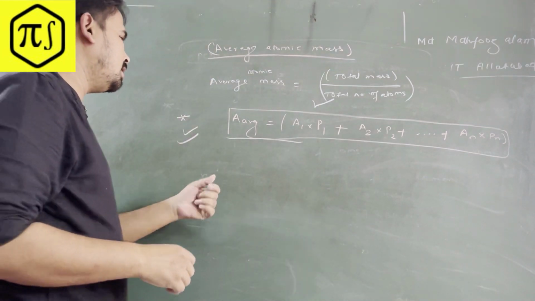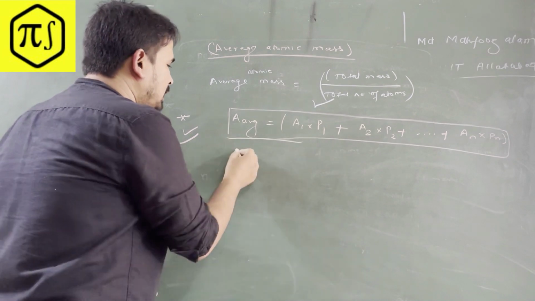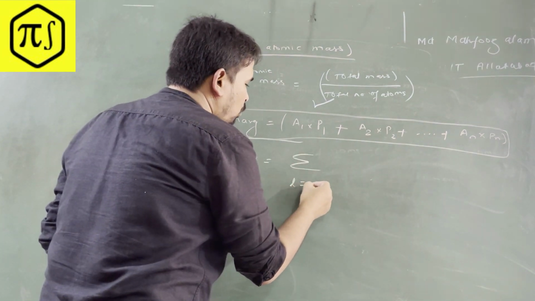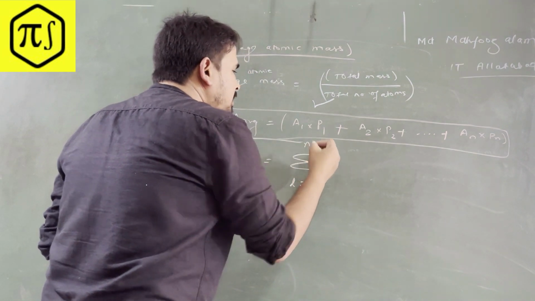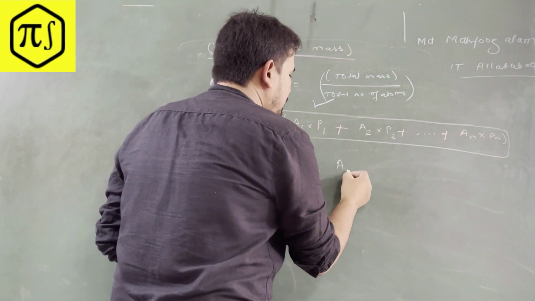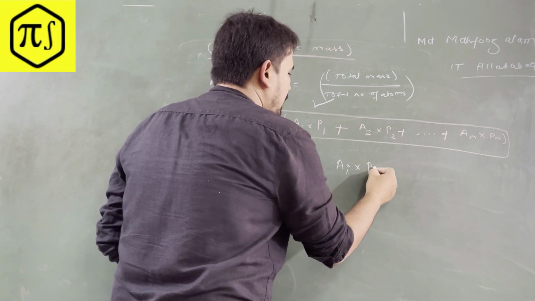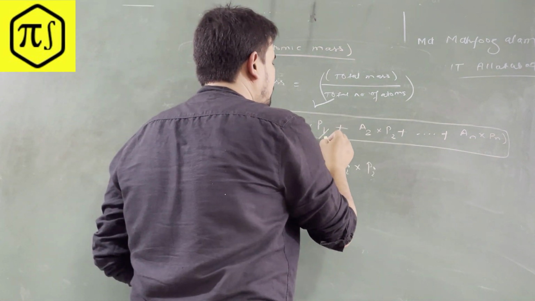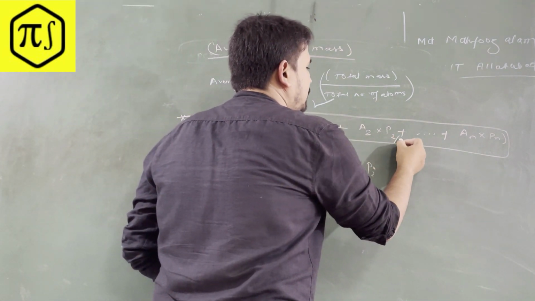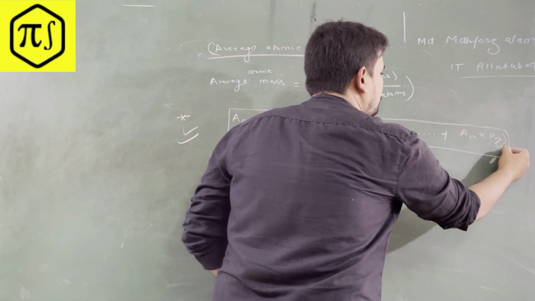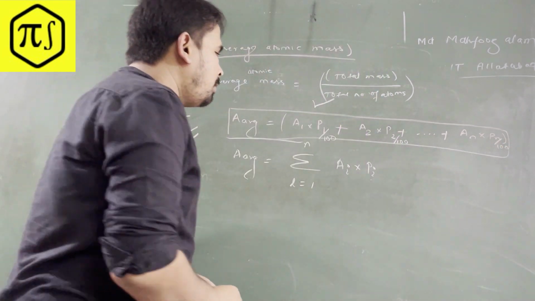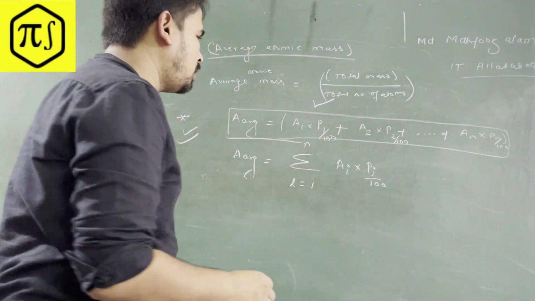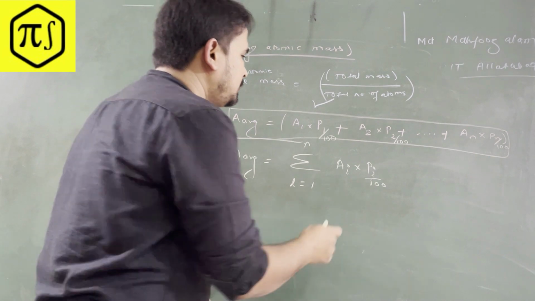Now let me go more mathematical. We can write A average equals summation i equals 1 to n of Ai into Pi. Sorry, one more thing: the 100 will also come here. You missed it. You should be putting 100 below, so it is divided by 100, or the 100 will come out as a constant. Anyway, don't worry, you write it as it is.